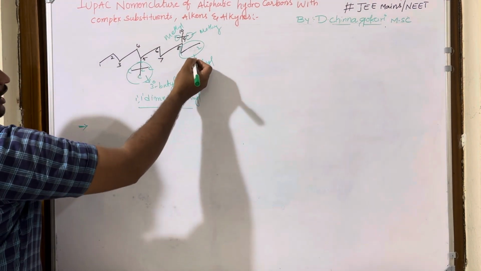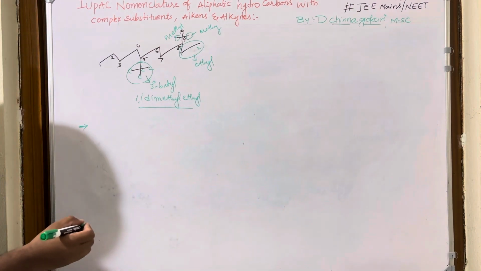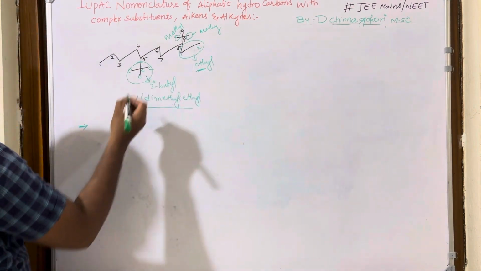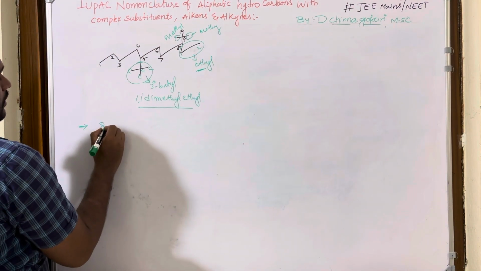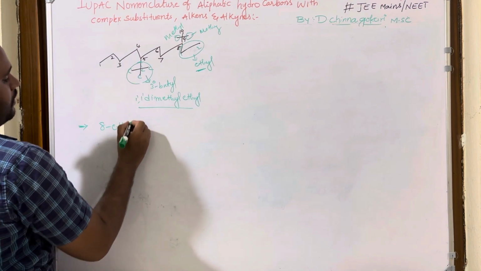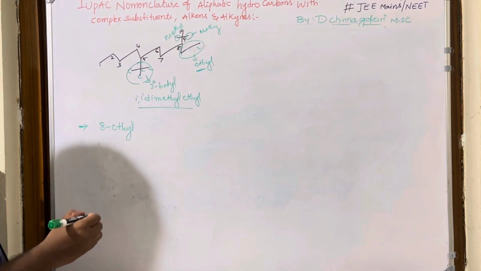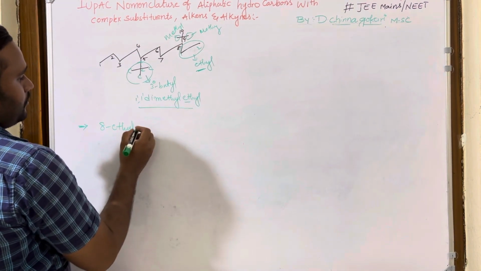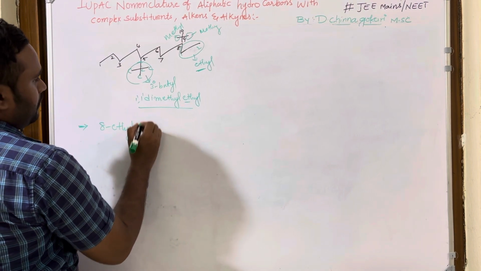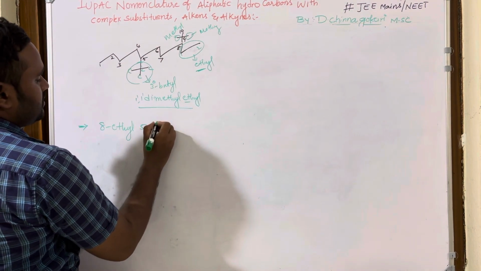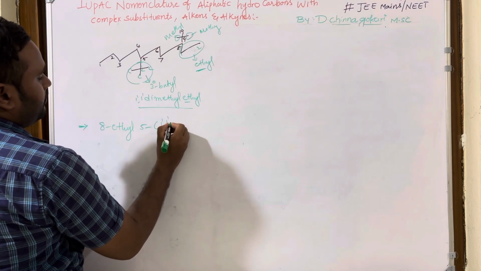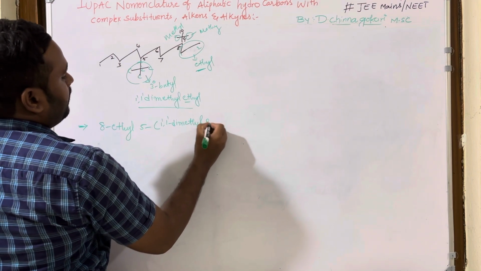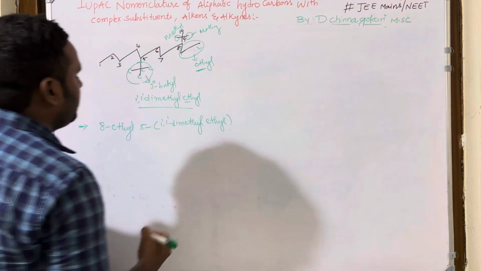We should write the names of the substituents in alphabetical order. In alphabetical order, first ethyl will come, that's why 8-ethyl. Then after ethyl, methyl will come. So where is it present? 5-(1',1'-dimethylethyl).